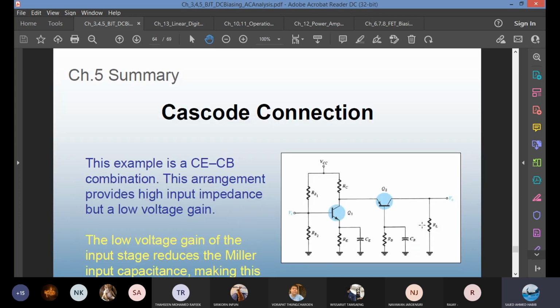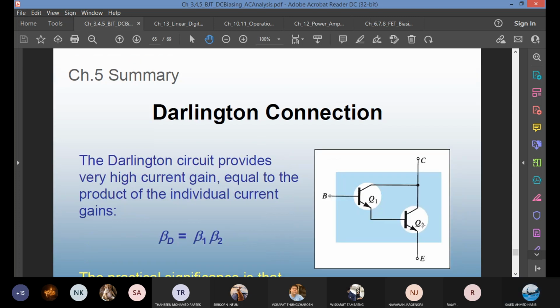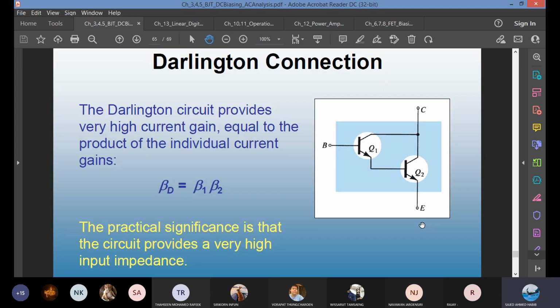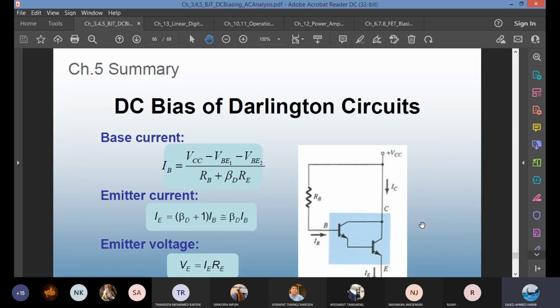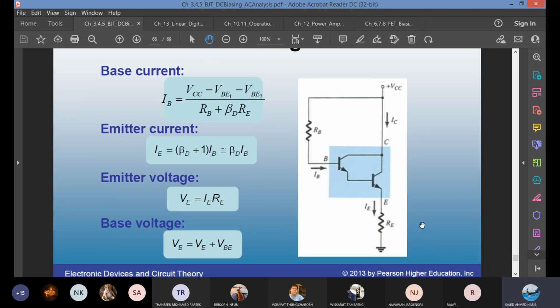There's a cascade connection, common emitter, common base for high input impedance. This one will give you a low voltage gain. If you connect two BJTs where the emitter of the first one becomes the base of the second one, this is called the Darlington connection. It's a high current gain amplifier because the two betas multiply. The Darlington different currents and voltages can be solved using the KVL equation. I believe it is also given in the formula sheet for Darlington. I'm not quite sure.